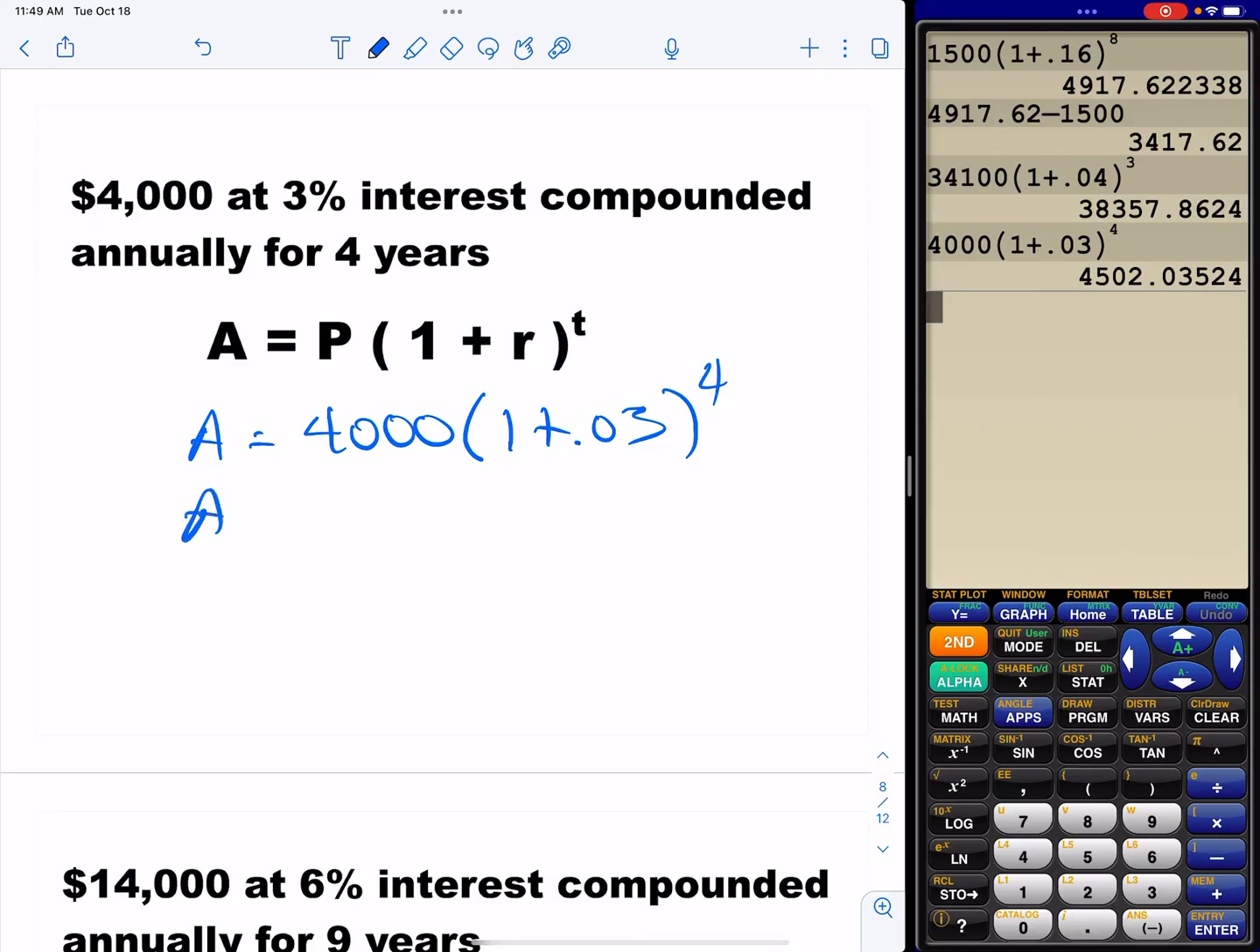So the A is 4,502.0. And if you look at this, it's 0.035, so that 5 is big enough to bump the 3. So that becomes a 4. We add a dollar sign and we're done.